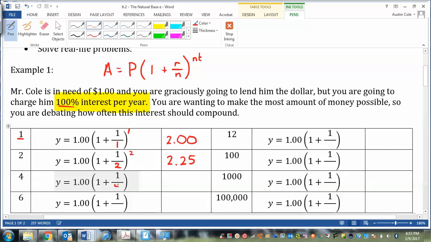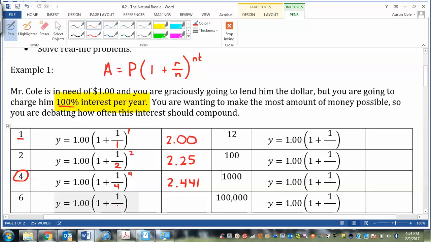Now let's think about quarterly. If you compound quarterly, I need to take 1 divided by 4, which is 0.25, add 1, which is 1.25, and then take that to the 4th power. When I take that to the 4th power and I can times my 1, I'm going to get 2.441. So about $2.44. So you're thinking, golly, if I compound quarterly, 4 times a year, I'm going to make an extra 44 cents.